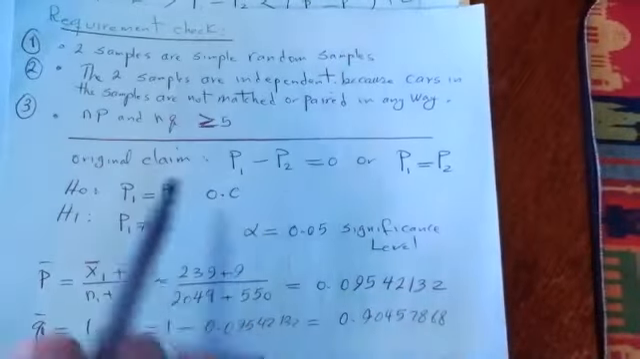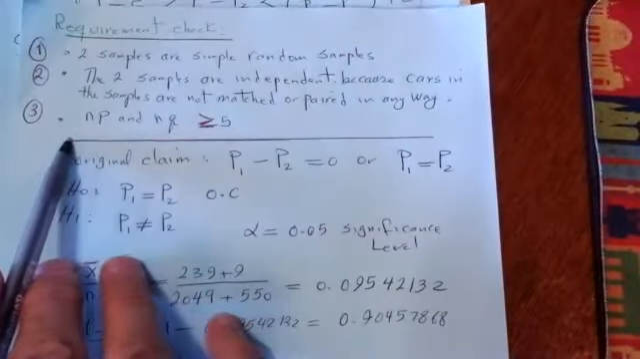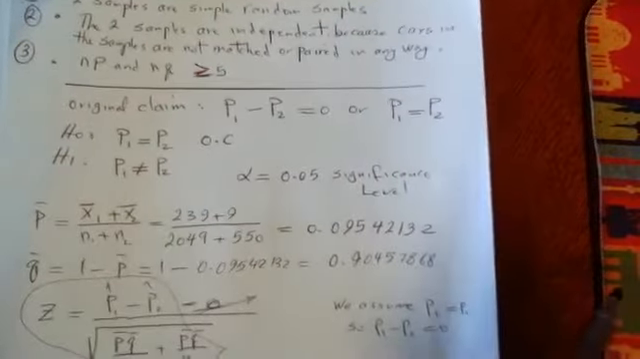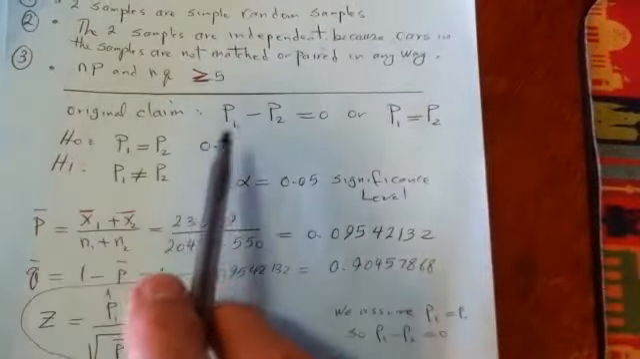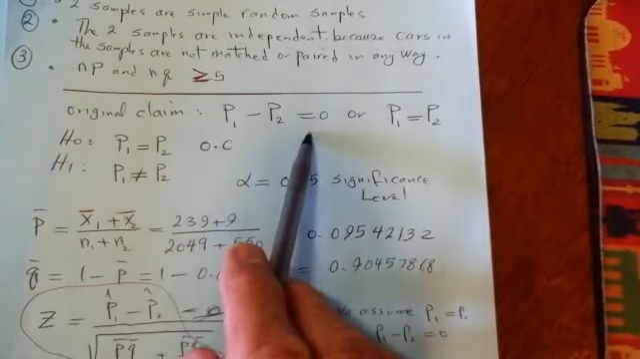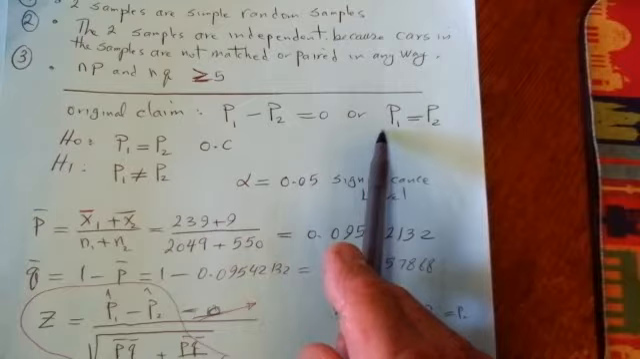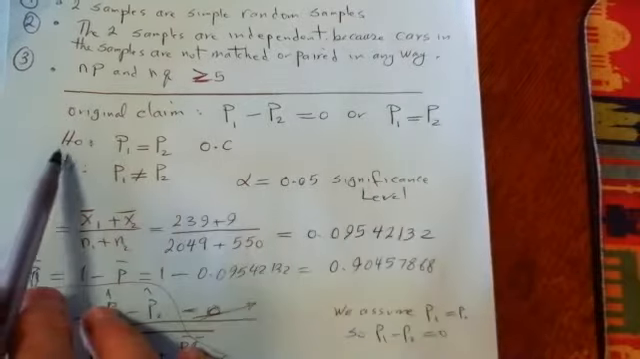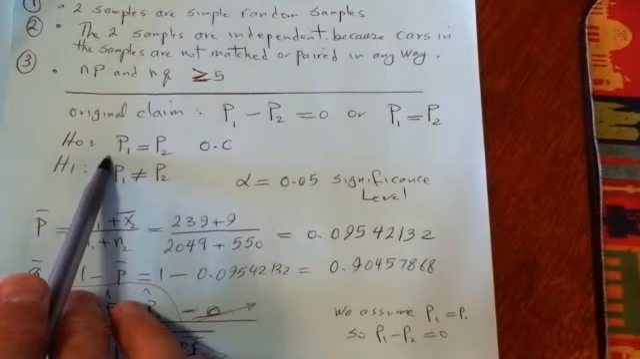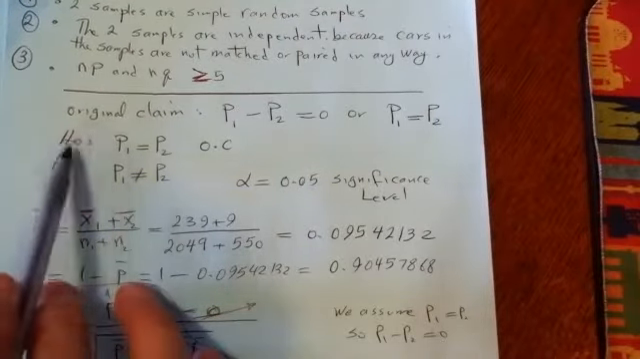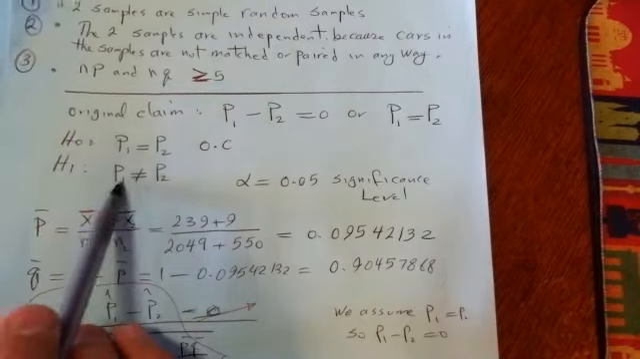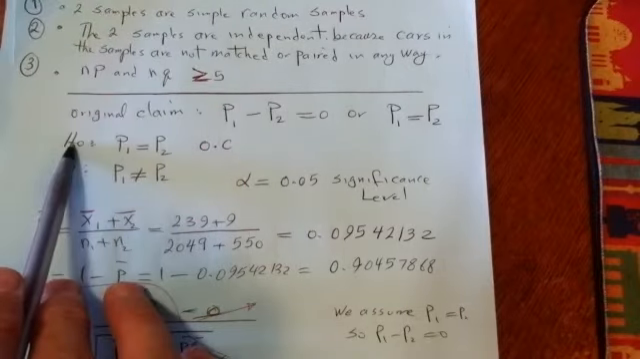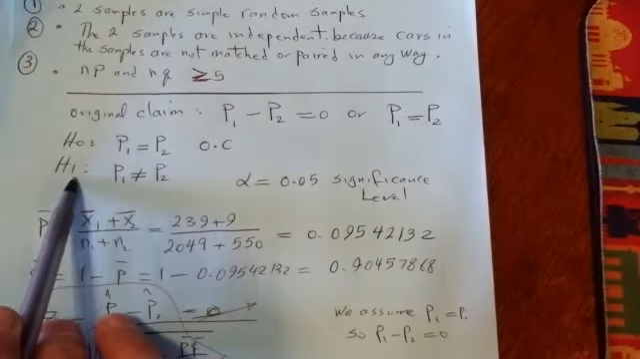Here, original claim. So original claim is, they are saying that the difference is 0, or they are saying that their proportions are always equal, okay? Since H0 always takes the equality sign, P1 is equal to P2 is your H0, and P1 not equal to P2 is your H1. Null hypothesis, alternate hypothesis.